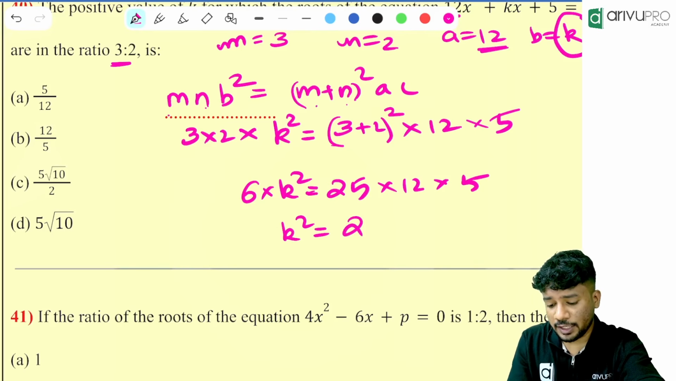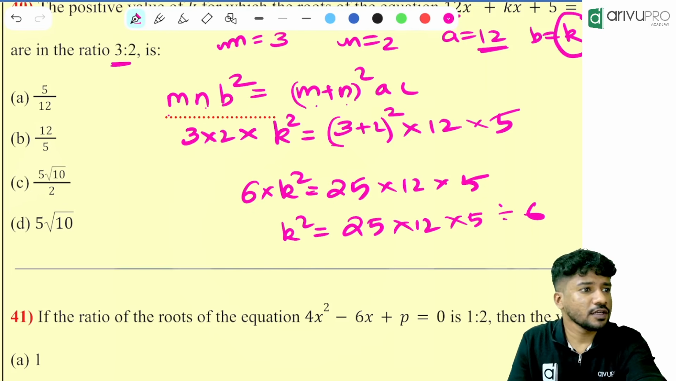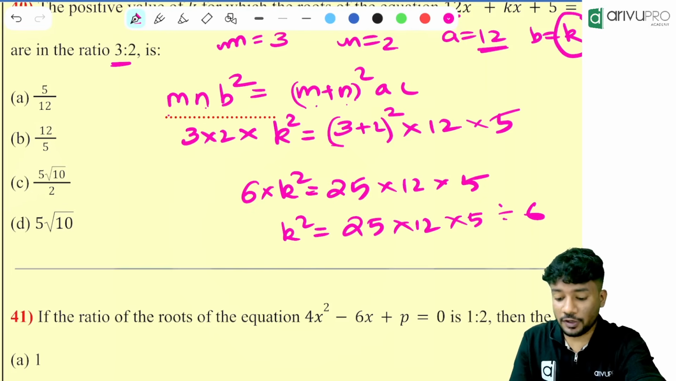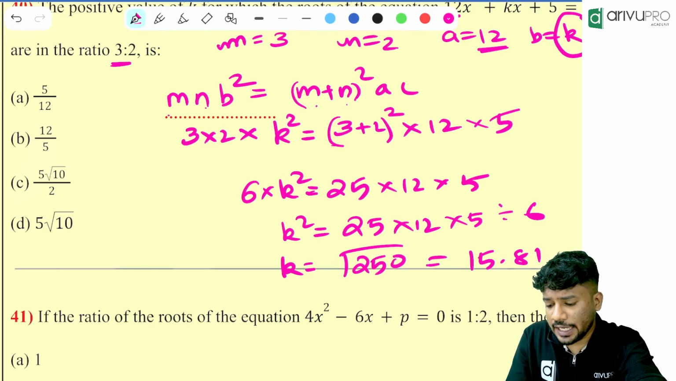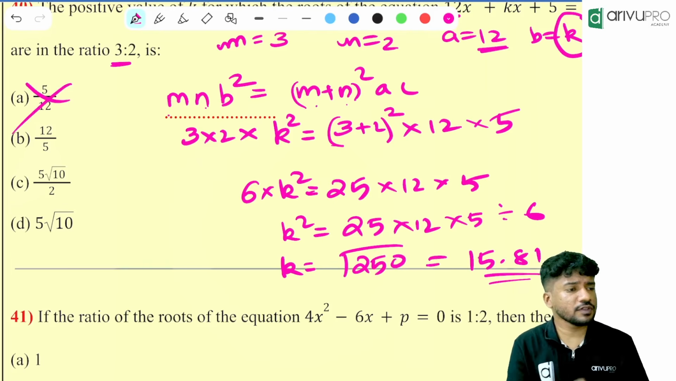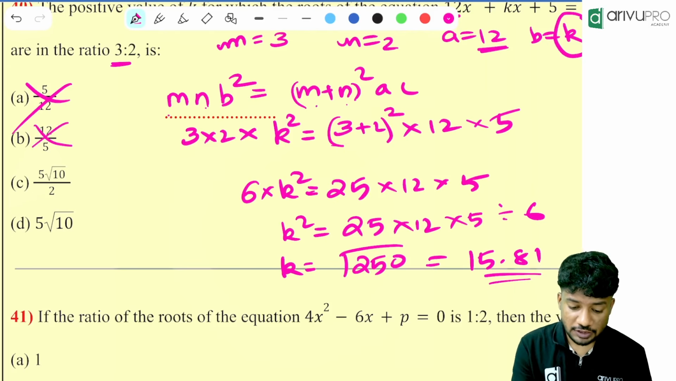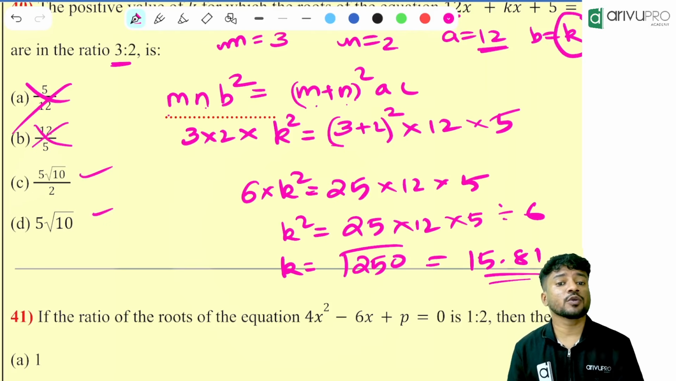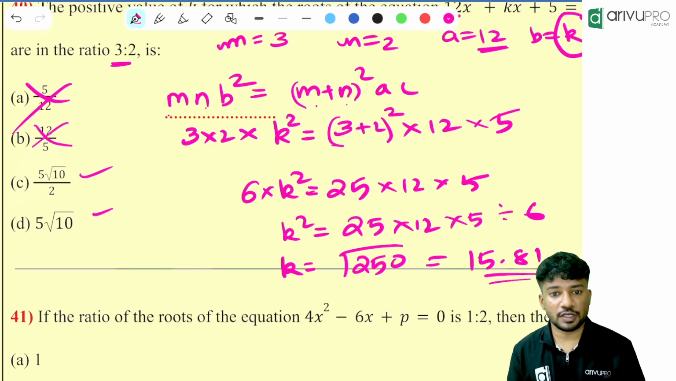If you require, you can type it in your calculator: 25 into 12 into 5 divided by 6. How much are you getting? Somewhere around 250. That means k is equal to the root of 250. How much is it? 15.81. Look, is 5 by 12 equal to 15.8? No. Is 12 by 5 equal to 15.8? No. Check any of these. How much is 5 root 10? 15.81 now. 5 root 10.